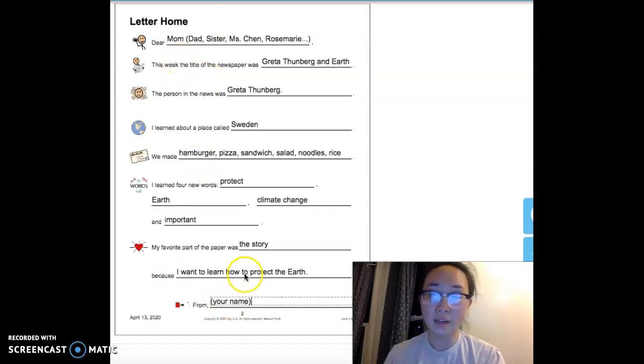So I'll read the letter out loud. Dear Mom, this week the title of the newspaper was Greta Thunberg and Earth. The person in the news was Greta Thunberg. I learned about a place called Sweden. We made, and then you can pick your own food, but I wrote hamburger, pizza, sandwich, salad, noodles, rice, anything else you want to put. I learned 4 new words: protect, earth, climate change, and important. My favorite part of the paper was the story because I want to learn how to protect the earth. From your name.